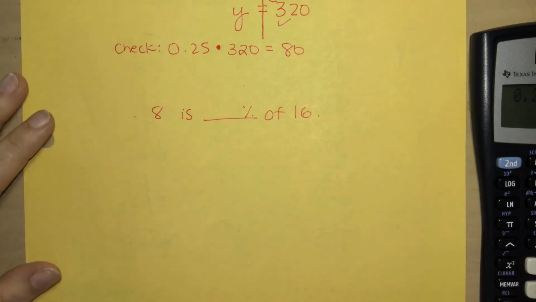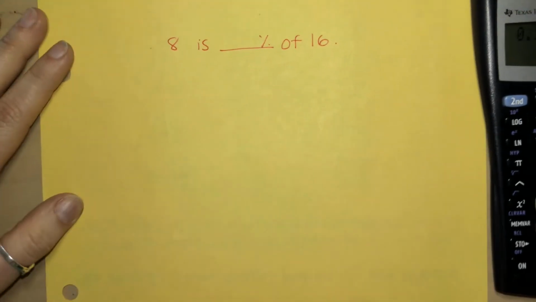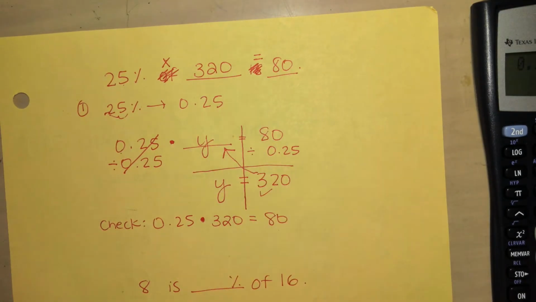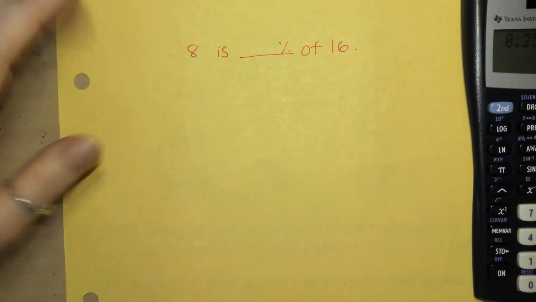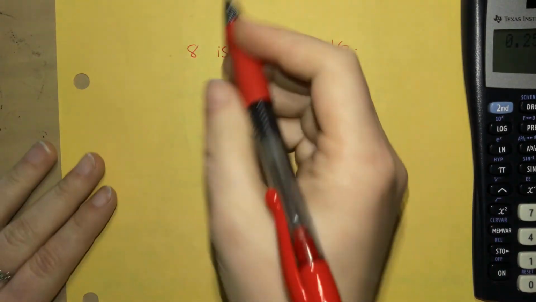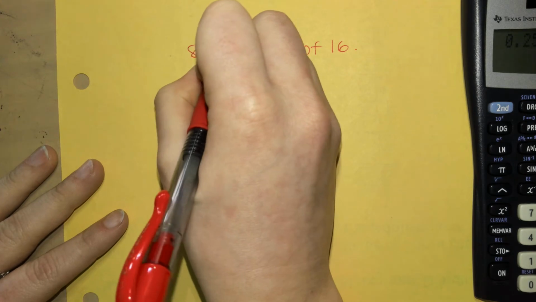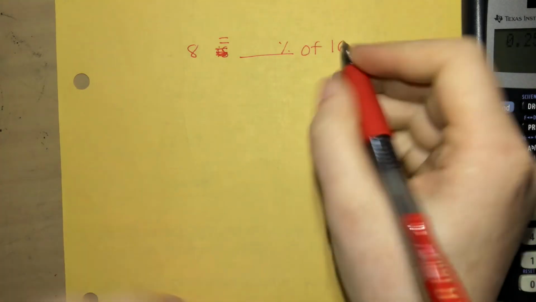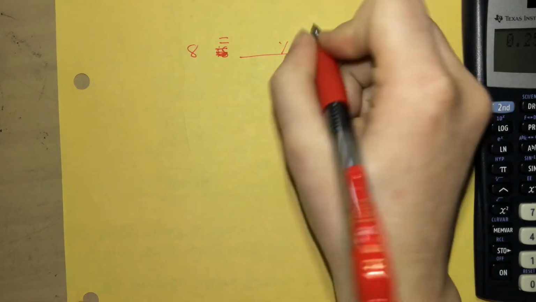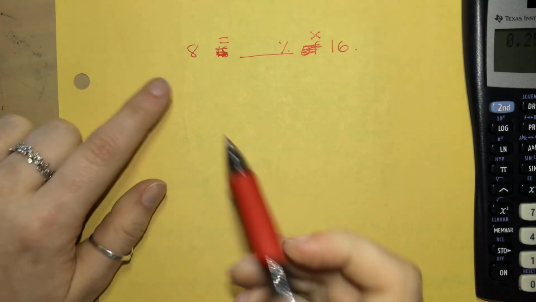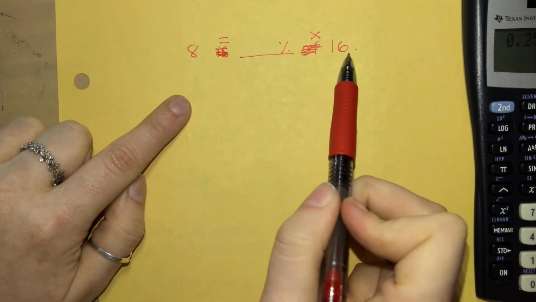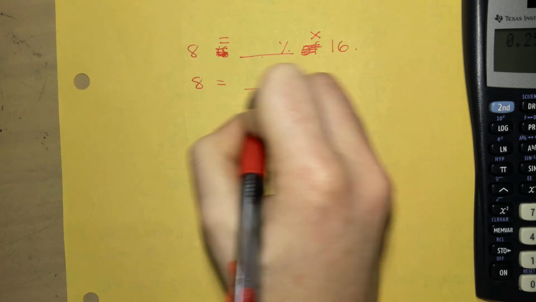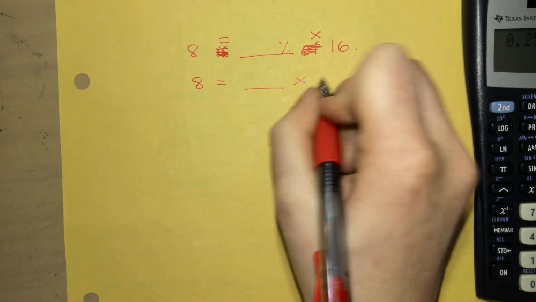Okay, this one's a little bit trickier because our is and our of are in different spots than they were up here. Remember, of was up here and is was right here. So if it's swapped, we still know what is means. 8 is. Okay, so that means 8 equals. So we could scribble out this is and write equals. And our of, remember, is saying that we're going to multiply. So we're essentially saying 8 equals this times this. Okay, so 8 equals blank times 16.